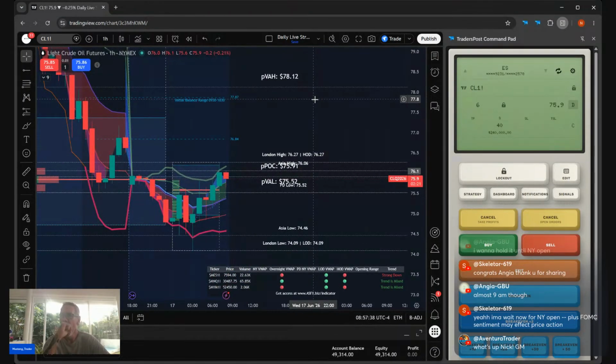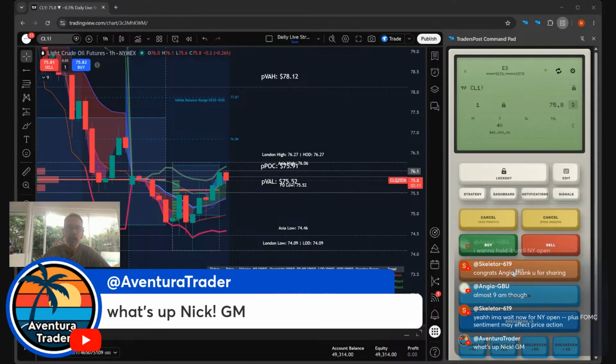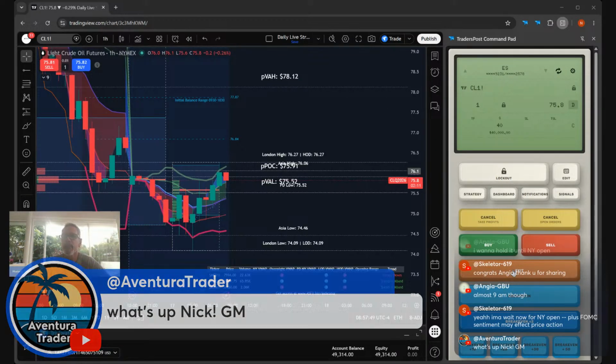Whew. Yeah, change that to 1 just in case I accidentally hit a button. That would be horrible. Aventura, what is up? Good morning.